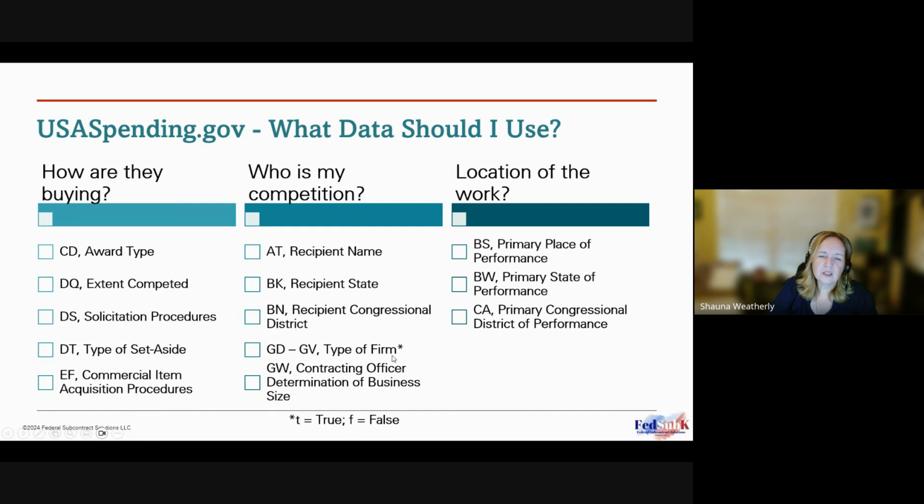You can even find out the business size of the firm. There's several columns, GD through GV, that tell you the type of firm, if they're a woman-owned small business, a veteran, etc. These columns are a little confusing because they have T's and F's in them.